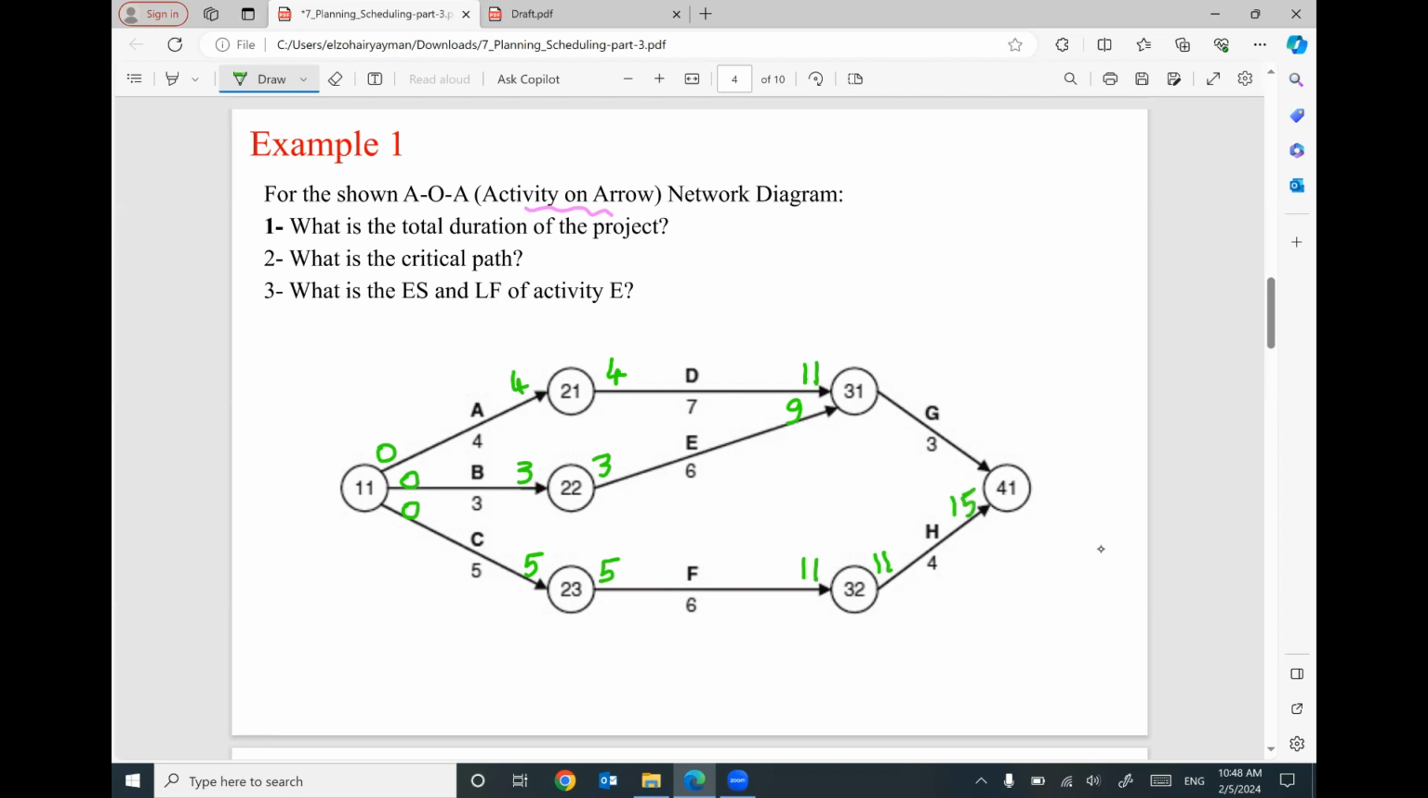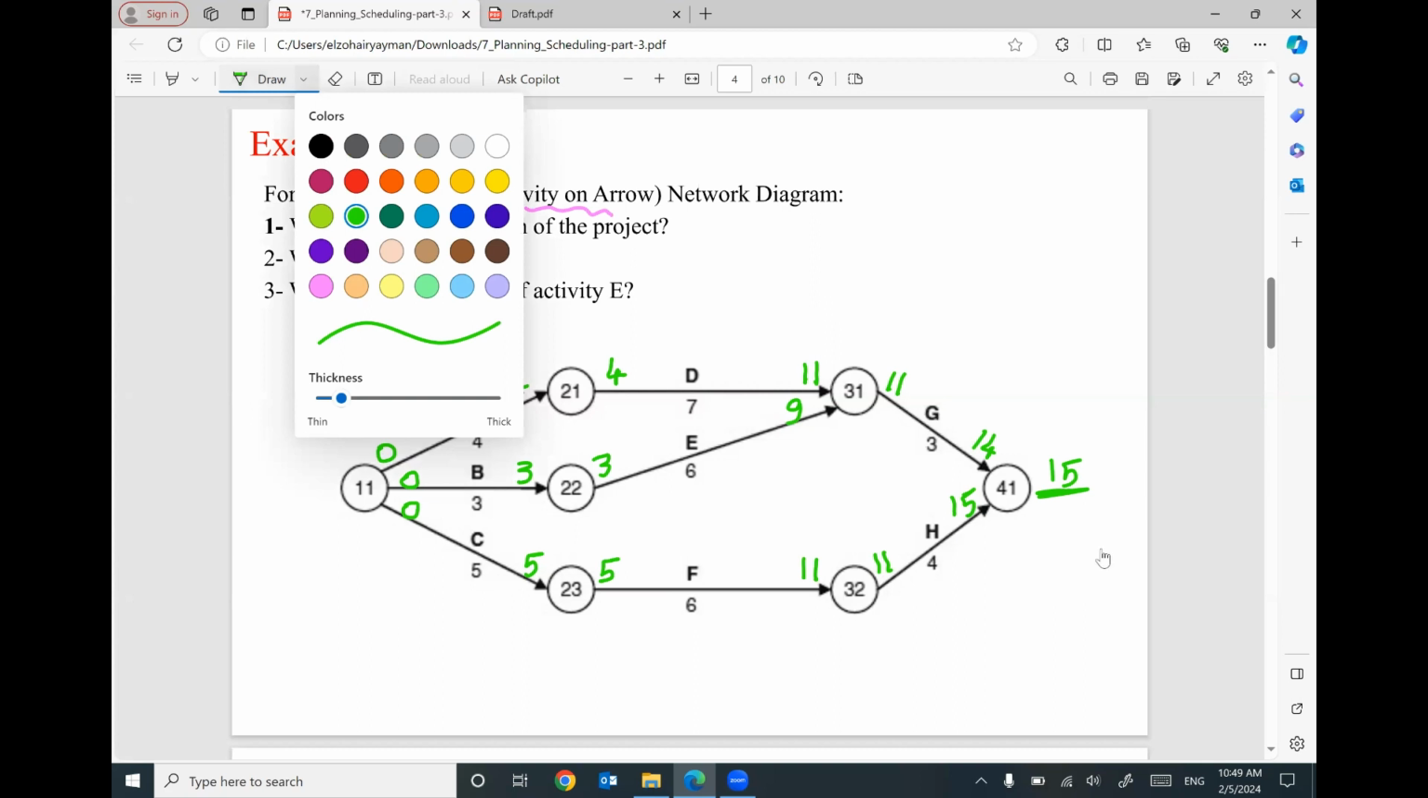For activity G, we have two activities previously. Two activities D and E are predecessors. So activity D will give you 11 as early start. Activity E will give you 9 as early start. Which one am I going to use? I'm going to use the biggest one, 11. 11 plus 3 will be 14. So the final duration of this project will be 15, the biggest number.